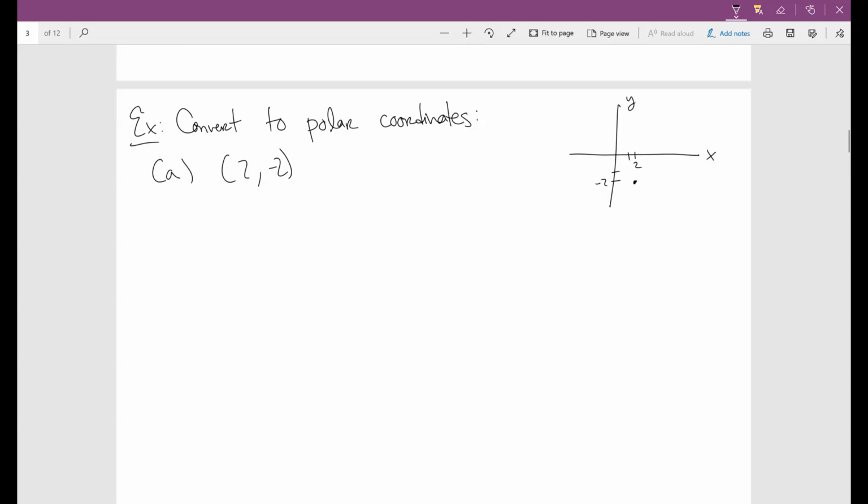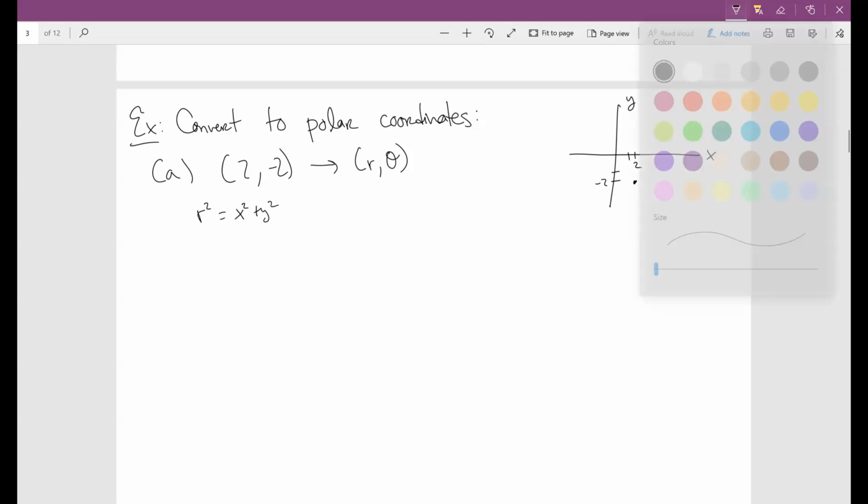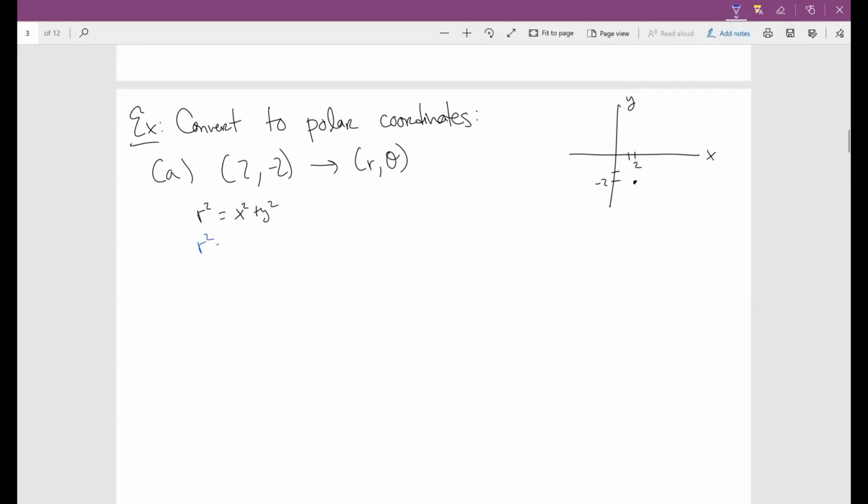Okay, well, the first thing that I know is let's try to figure out what r is, because I want to convert this to r and theta. So I know that r squared equals x squared plus y squared. Now x in this case is 2, squared. This y is -2, squared. So r squared is going to be equal to 4 plus 4. r squared equals 8. So r is going to be equal to plus or minus 2√2. Okay, so notice here that you can choose both of them.